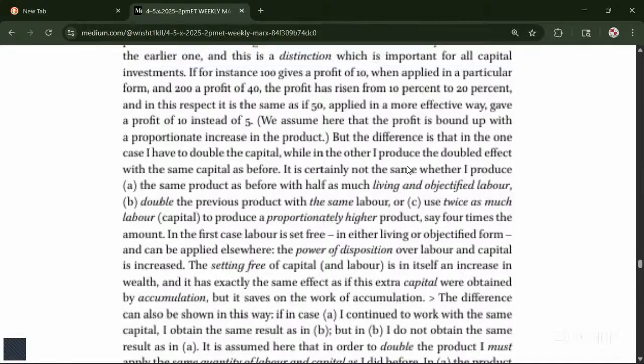Power of disposition, I think, is an important point. Anyway, back to the text.